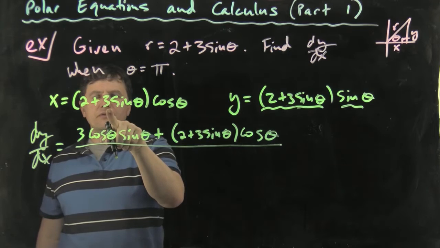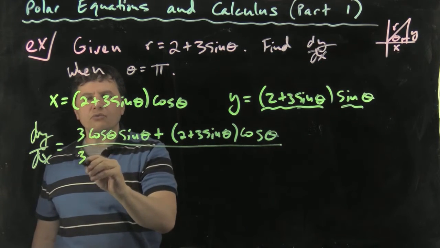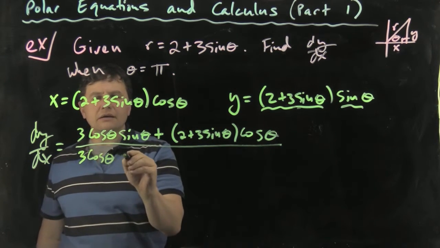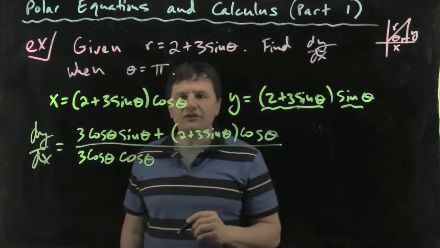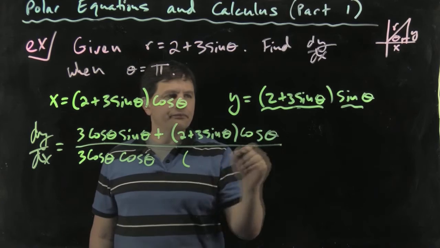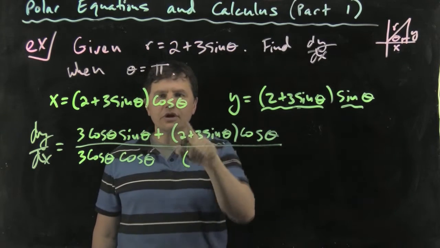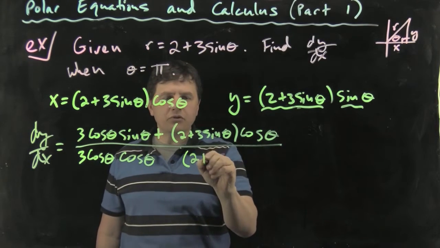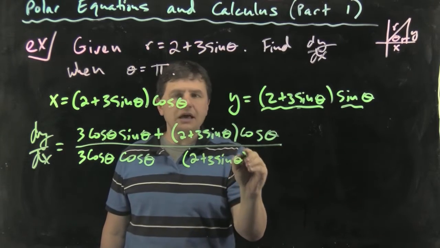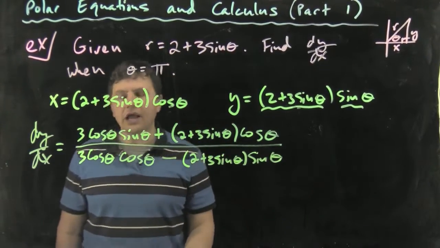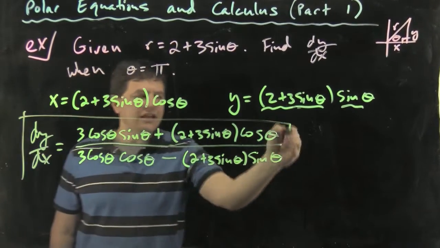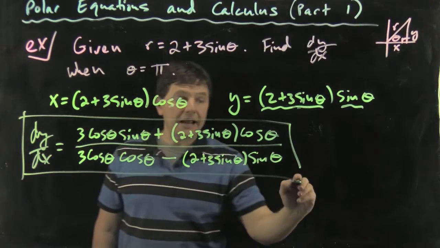Once again, the derivative of 2 plus 3 sine of theta is 3 cosine of theta. Copy down the cosine theta. If you want to call that cosine squared, be my guest. You don't have to, though. And now we take the derivative of the cosine. So this will copy down the 2 plus 3 sine of theta. Derivative of cosine is negative sine, so I'll make that minus. Okay, so this is our dy over dx in terms of theta.